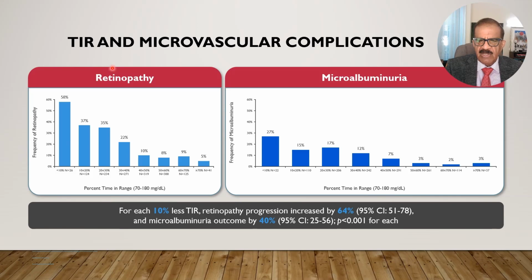This slide shows time in range and microvascular complications. I've already told you that time in range is inversely related to atherosclerotic cardiovascular disease, but it also correlates with microvascular diseases. This is retinopathy, this is microalbuminuria, indicative of nephropathy. In both cases, you can see that better time in range means fewer complications.